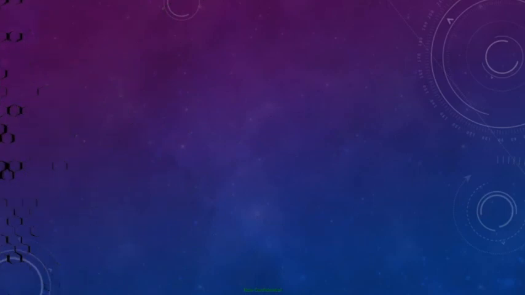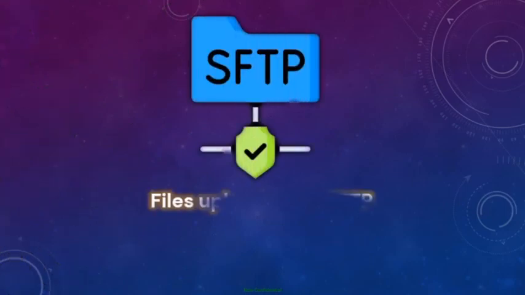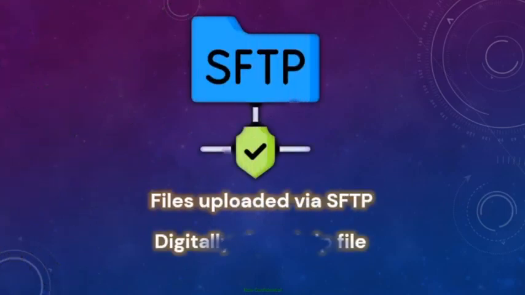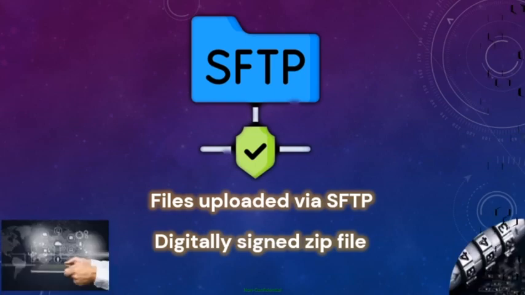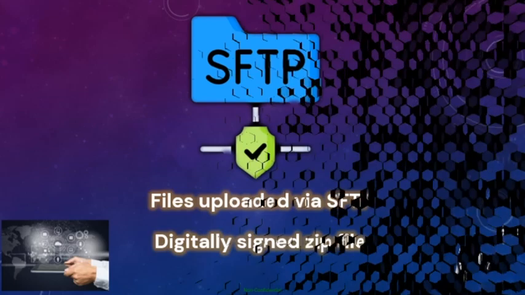SFTP access is provided to upload and download files over a secure connection. A response file is generated containing the status of the records, and the file is available for download on your institution's SFTP folder. For more details, refer to the SFTP system specification document under the Download section of the CKYC portal.